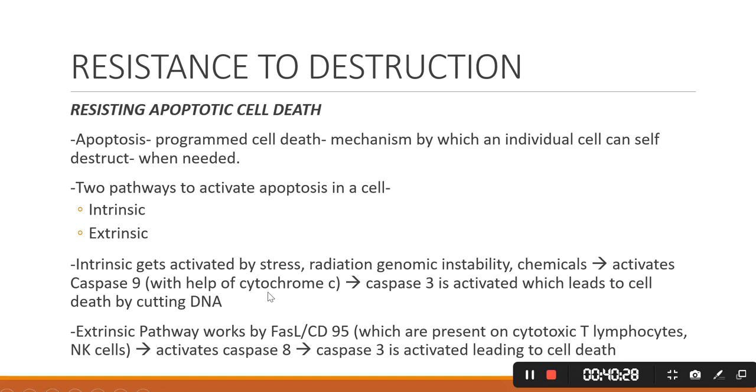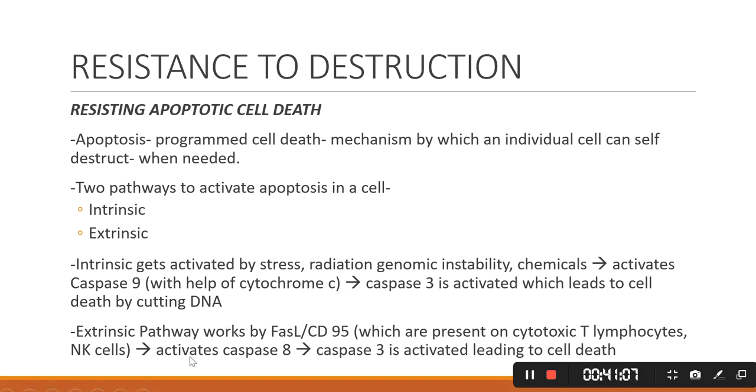Intrinsic gets activated by stress, radiation, genomic instability, chemicals, anything that is inside. It activates caspase 9 with the help of cytochrome C, which in turn activates caspase 3, which leads to cell death by cutting the DNA. Again, please don't be scared by these terms. We just remember two: caspase 9 converting into caspase 3. Caspase 3 is active and the cell undergoes death by cutting its own DNA. That is the intrinsic pathway. How is it activated? By stress or radiation or genomic instability or chemicals and stuff like that.